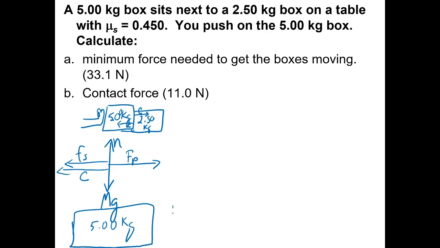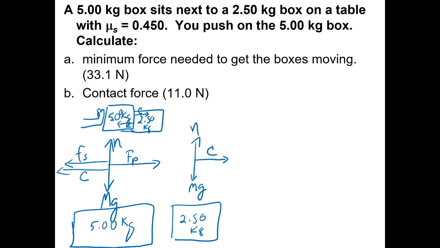Now let's take a look at the smaller box. mg goes down, and I'm going to use lowercase m and uppercase M for the big box, and normal goes up. There is no push on the little box. The little box is only moving because it's in contact with the big box. But there's still friction. They're sitting on the same table. A nice thing here is we want the minimum force to just get it moving.